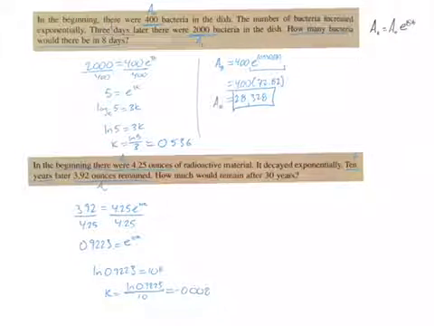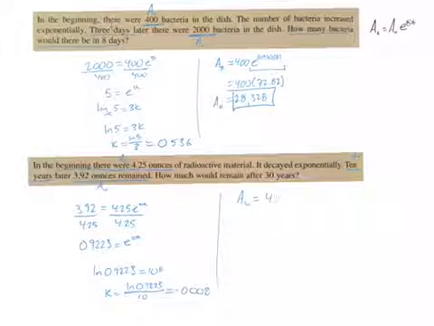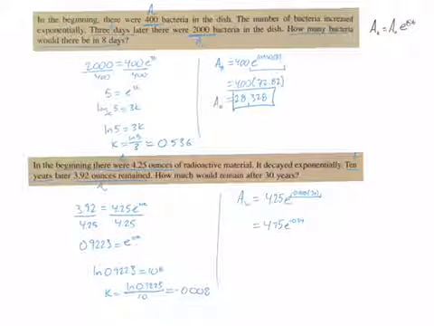Now notice that my k comes out to be a negative number. That's because it is a decay. Whenever we're decaying or getting smaller, that exponent has to be a negative number. So then let's find out what it would be like after 30 years. A sub 30 is going to equal my initial amount, 4.25 times e to the negative 0.008 times 30. That's equal to 4.25 times e to the negative 0.24. I just multiplied those two numbers together.